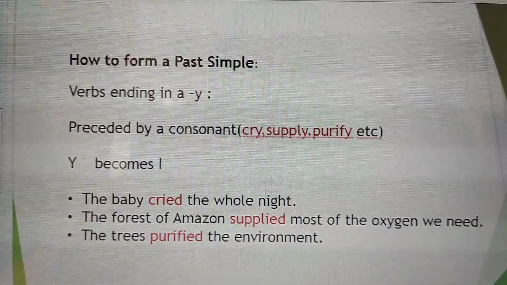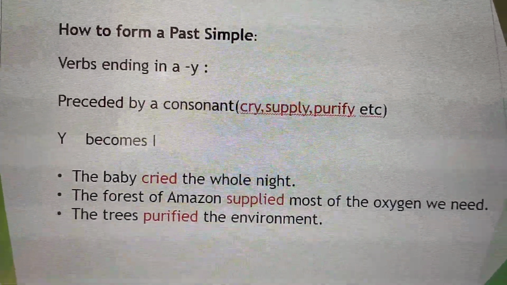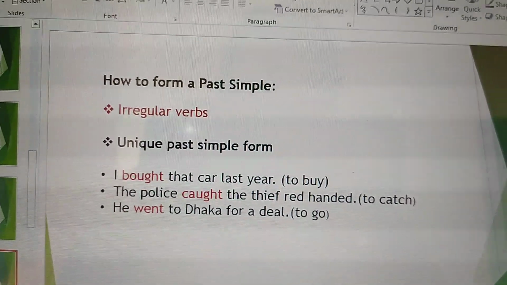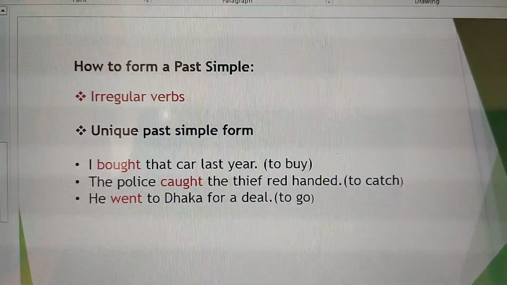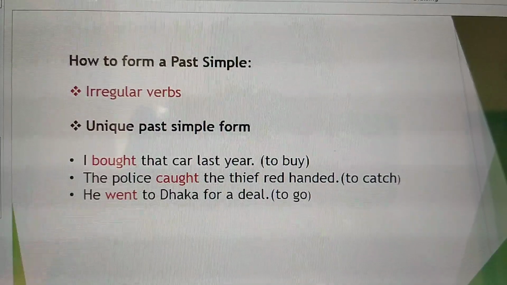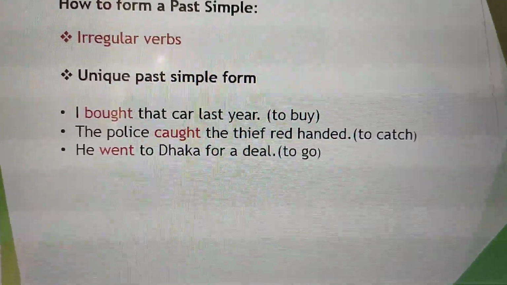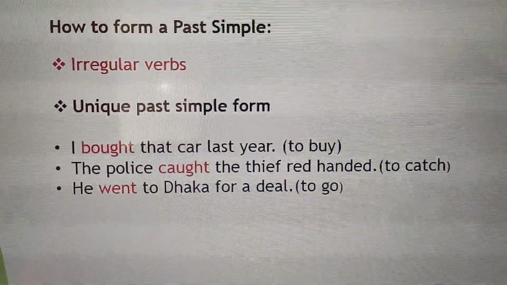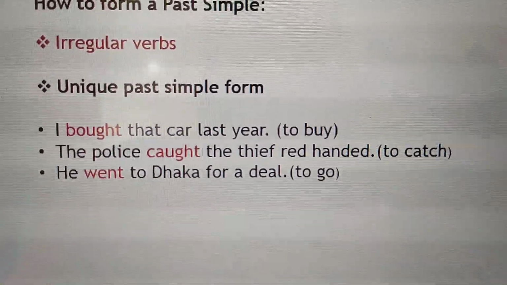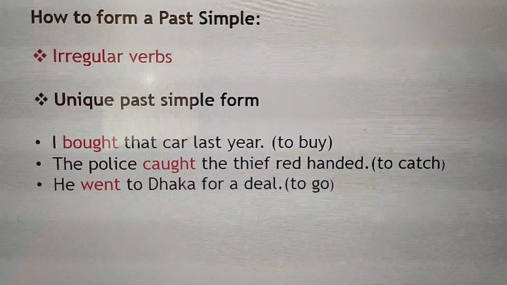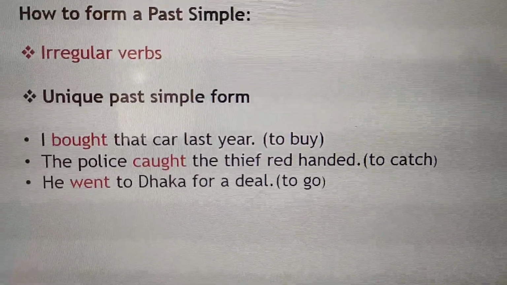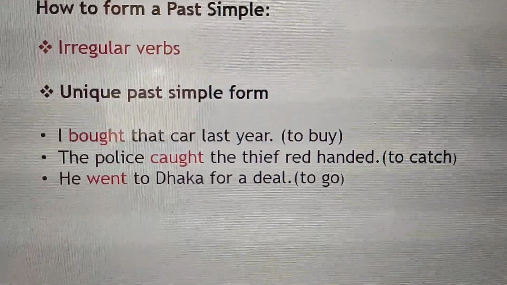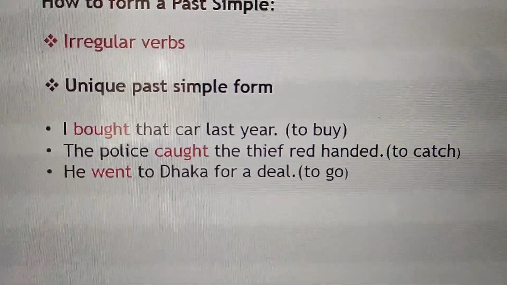Now let's have a look at the irregular verbs. All irregular verbs have a unique past simple tense form. For example, I bought that car last year. Here the infinitive form is to buy. The police caught the thief red-handed. Here the infinitive form is to catch. He went to Dhaka for a deal. Here the infinitive form is to go.